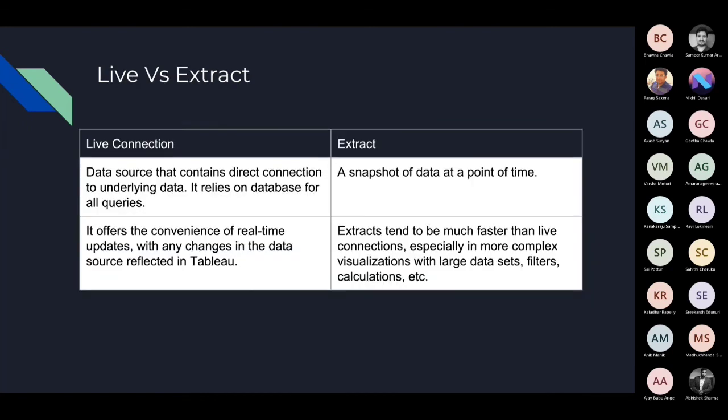Okay, again, I think this we have already covered. Live contains a direct connection to the underlying data and relies on the database for all queries, and the extract is a snapshot of data at a particular point of time. So the advantage of live connection would be it offers the convenience of real-time updates with any changes in the data source reflected directly in Tableau. And the advantage with extract would be that it tends to be much faster than live connections. Since I've already mentioned that Tableau has its own in-memory database system, it tends to process faster, especially in more complex visualizations with large data sets, filters, and calculations.